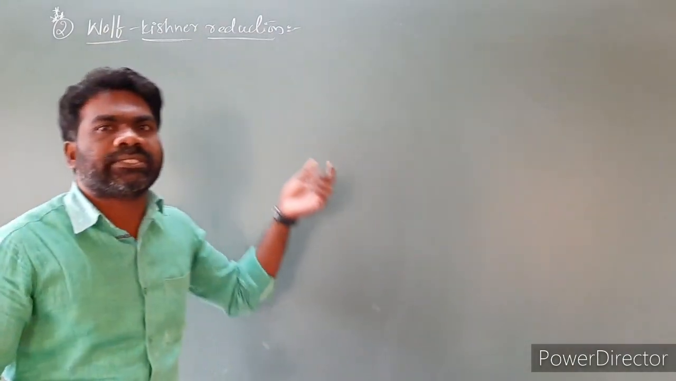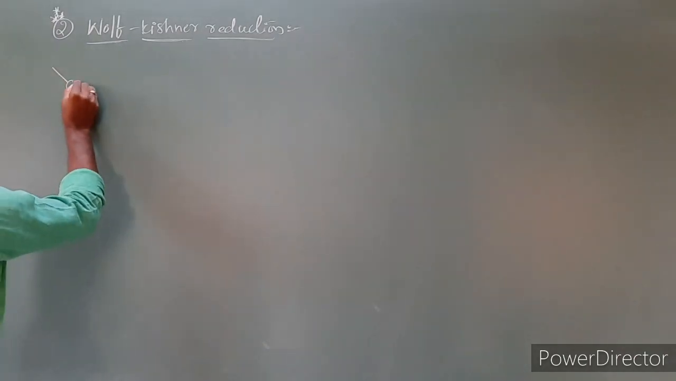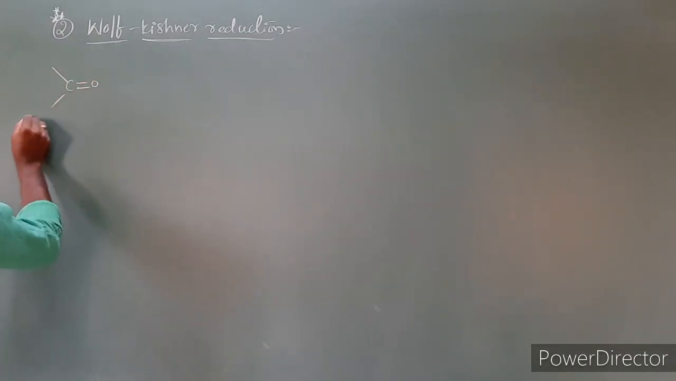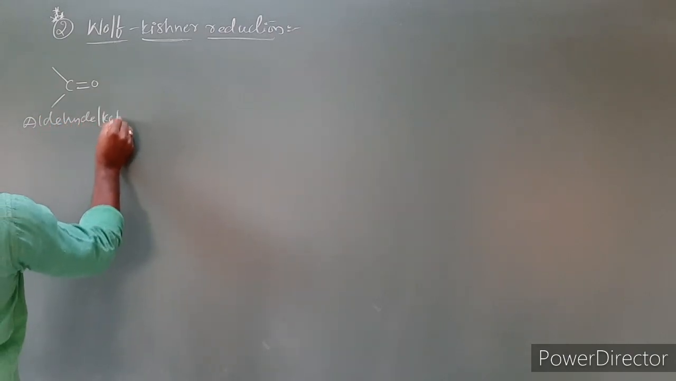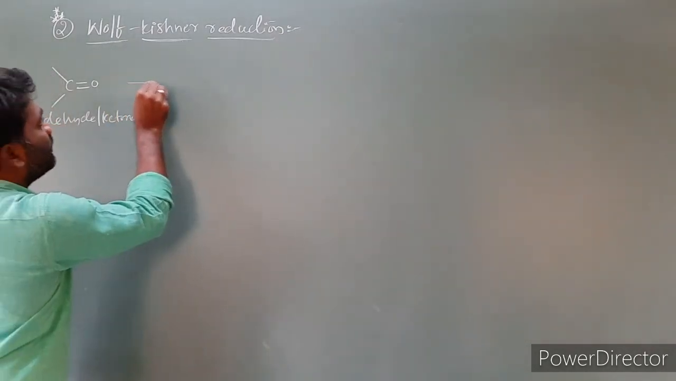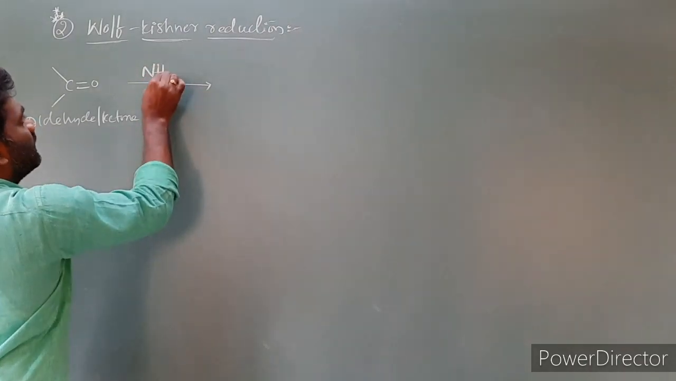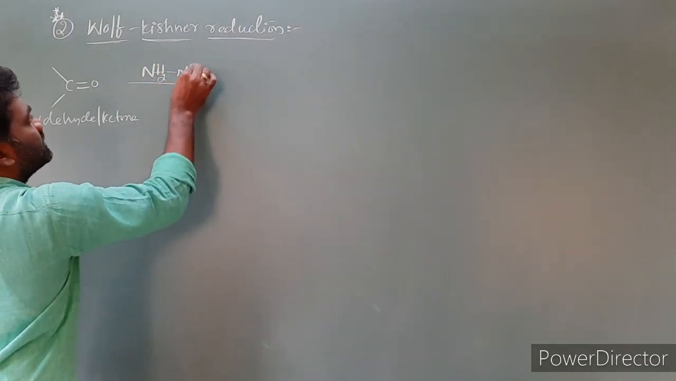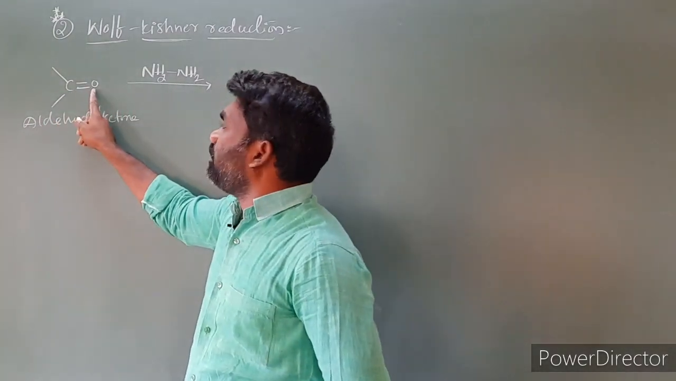What is the meaning of this statement? Let us understand by taking one example. I am taking the general representation of an aldehyde or ketone. This aldehyde or ketone we have to treat with hydrazine. The formula is NH2-NH2. This is hydrazine. The carbonyl group has a double bond to O.